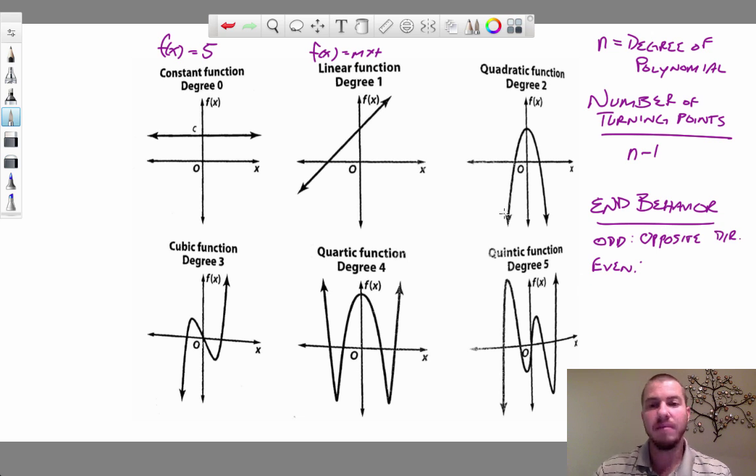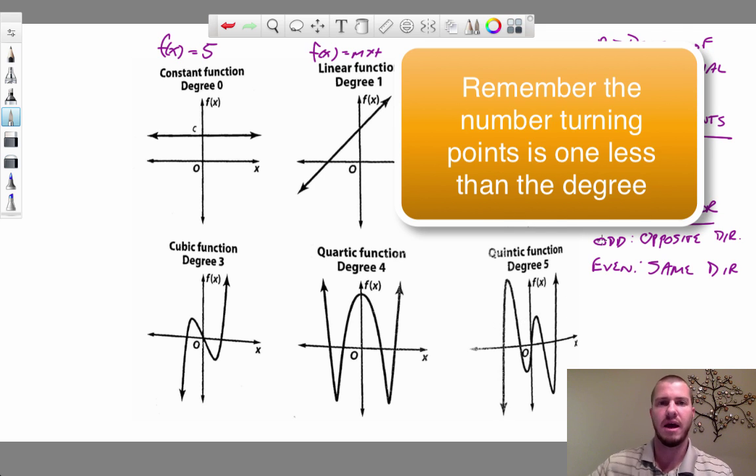And when it's even, like a quadratic, they're going to end in the same direction. So they're both going the same way. Either they're both going up or they're both going down. And that continues on with the cubic. They're going opposite ways. With the quartic, now they're going the same way. With the quintic, now they're going opposite ways again. And that will repeat as you go further along with the different types of polynomials.